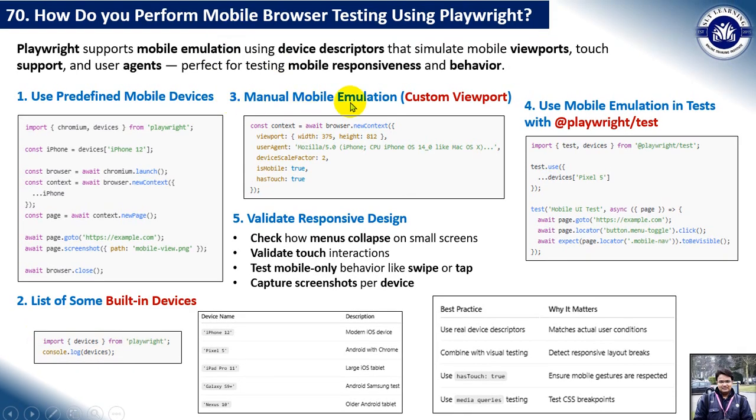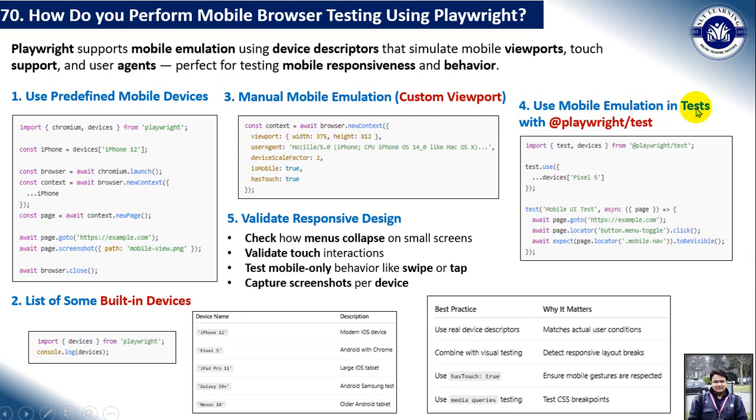Manual mobile emulation: if you want to create a custom viewport, how can you do it? In a context you can just say browser.newContext with the viewport width and height, which is the mobile screen size you want, a user agent, then deviceScaleFactor, isMobile true, and hasTouch true. These are the parameters you can configure to perform your mobile emulation testing. Use mobile emulation in tests with Playwright Test: this is another way. Import test and devices, then use Pixel 5, and then you can perform your test cases.